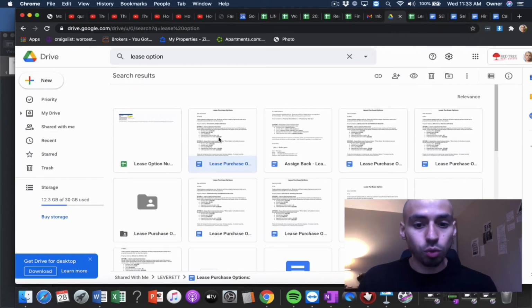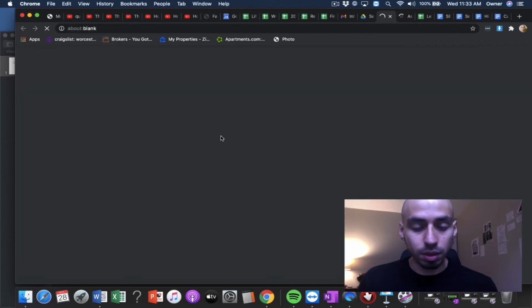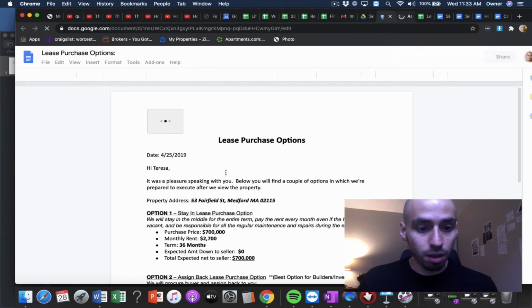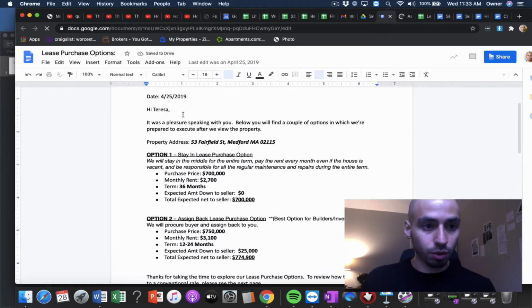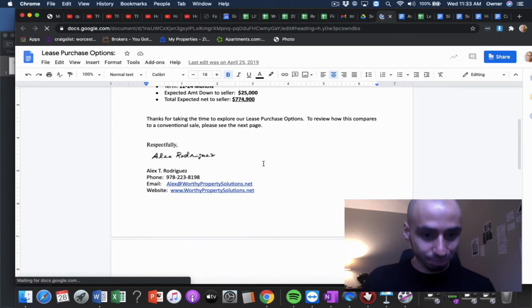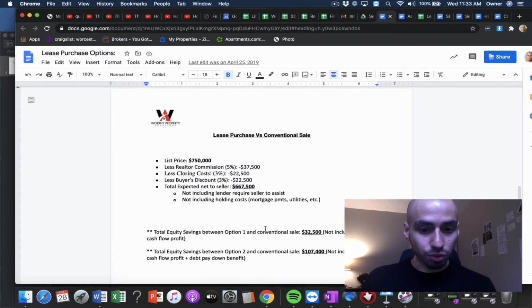All right, and then where are we? Yeah. So here's what a single option looks like. Here's what two options look like. So yeah, that's basically it. Those numbers are gonna go into this letter here. I usually don't mail this. Again, I just email it. And this is a difference between a conventional sale.